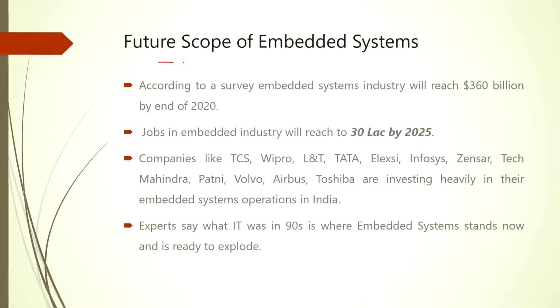Okay, what is the future scope in embedded systems? When we are thinking about this, what is the future scope, right? According to a survey, embedded system industries will reach 360 billion by the end of 2020. Almost we have crossed 2020 now, right? So the estimation is that it was supposed to reach 360 billion, but still it is not reaching that point. It is just because of the pandemic, and because of that it is still struggling to reach that value.